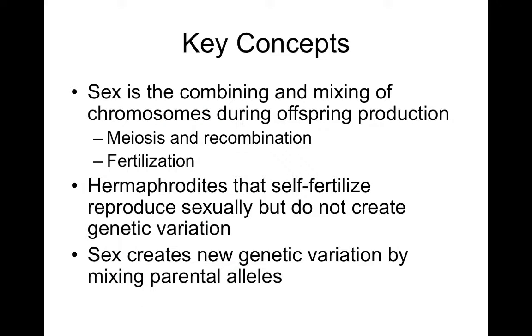So sex is important for combining and mixing chromosomes during offspring reproduction. It allows recombination during meiosis. And I'm not covering linkage this semester in evolution, but it's important to understand this. It's an MCAT topic, it's a GRE topic. Hermaphroditic species or lineages that self-fertilize but reproduce sexually do not create genetic variation. So some organisms like dandelions look like they have working flowers, but in fact they're reproducing parthenogenically. But what is important about sex from an evolutionary perspective is that it creates new genetic variation by mixing parental alleles.